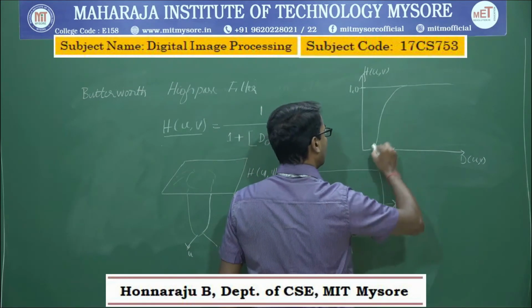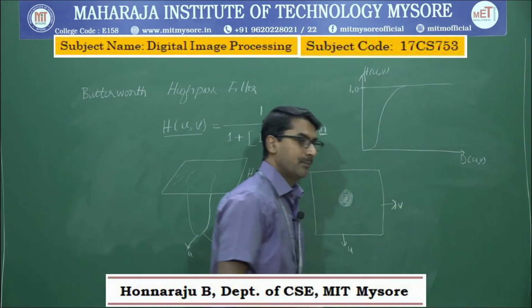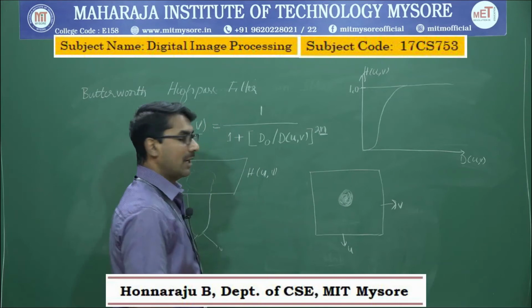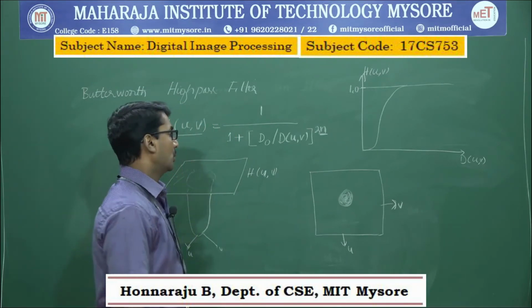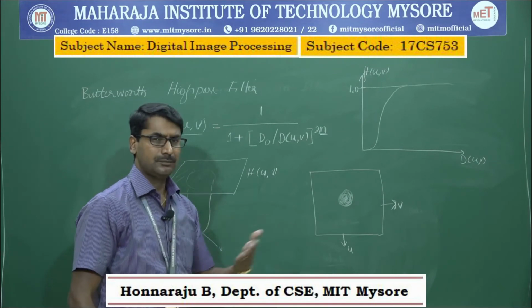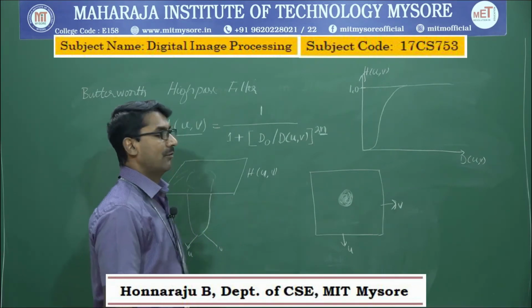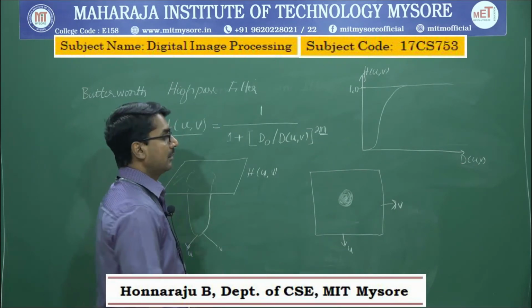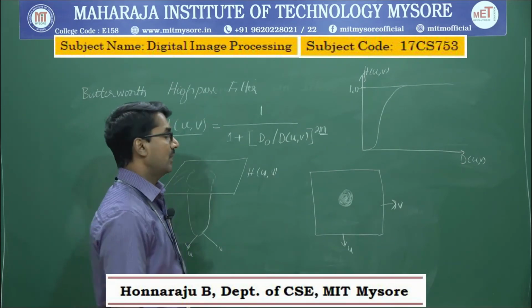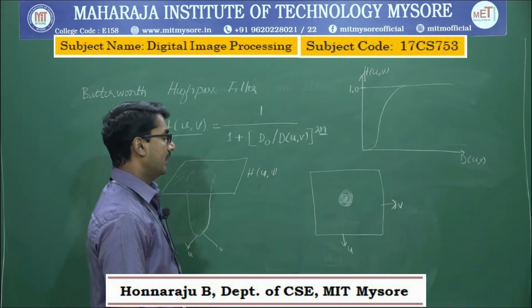Here the output depends upon the nth order. If the nth order is 1 or 2, and the cutoff frequency is 5 or 10, then there is more ringing effect and blurring effect.